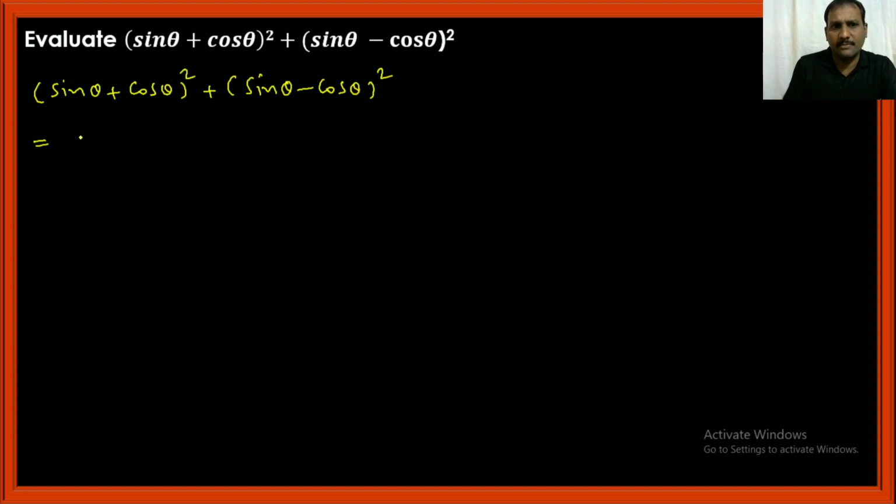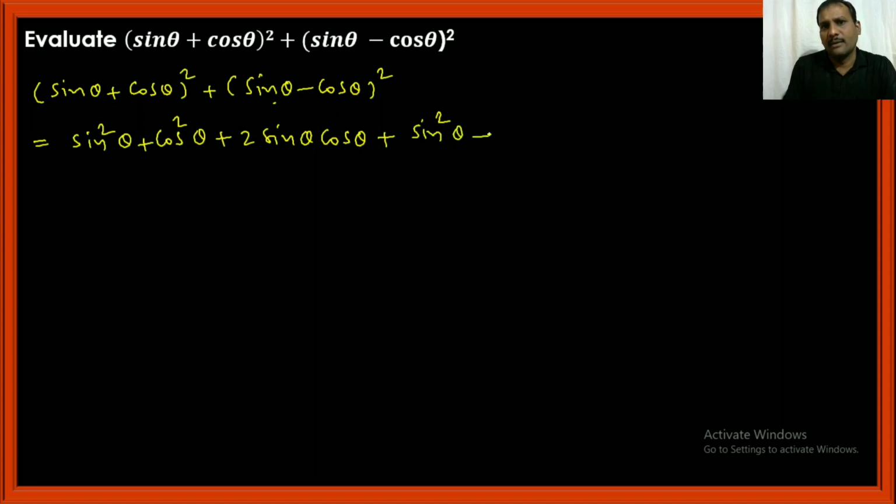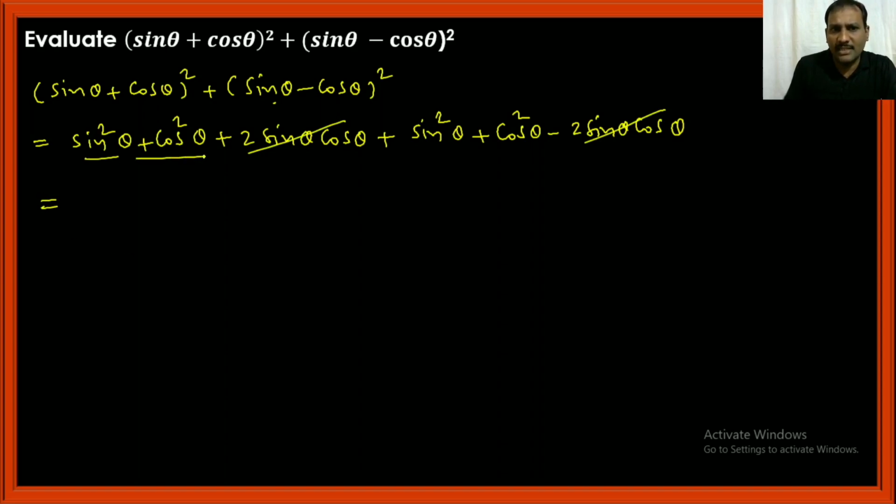Let us expand this. (a plus b) whole square is sin square theta plus cos square theta plus 2ab, that is 2 sin theta cos theta. Plus (a minus b) whole square, that is a square plus b square minus 2ab. Plus 2 sin theta cos theta minus 2 sin theta cos theta gets cancelled. What is remaining? Sin square theta plus cos square theta. We know that it is equal to 1. Plus sin square theta plus cos square theta, that is also 1. So 1 plus 1 is equal to 2.